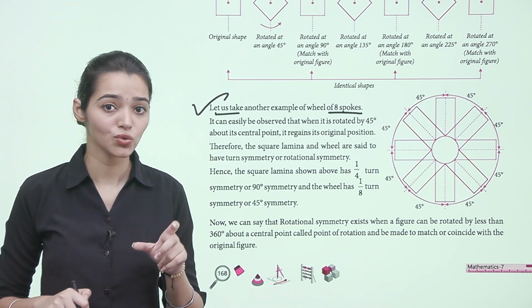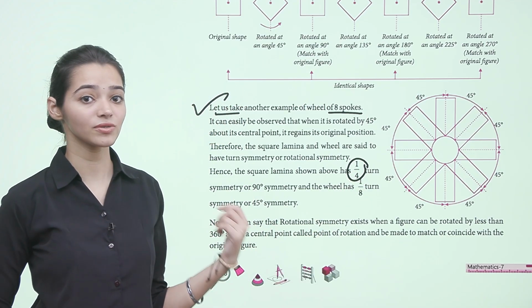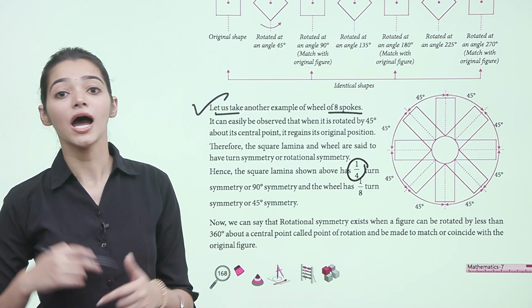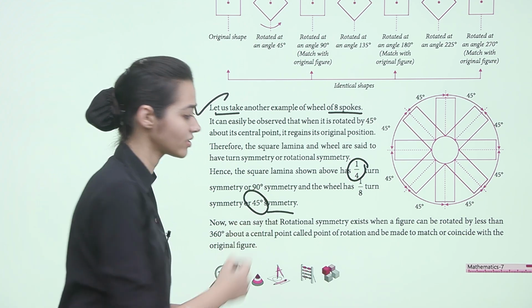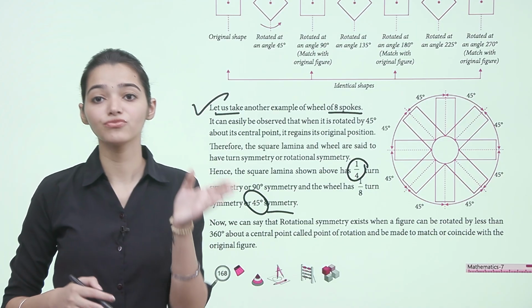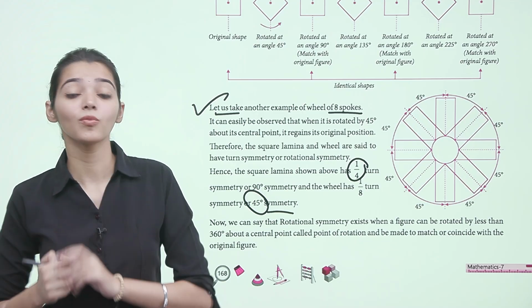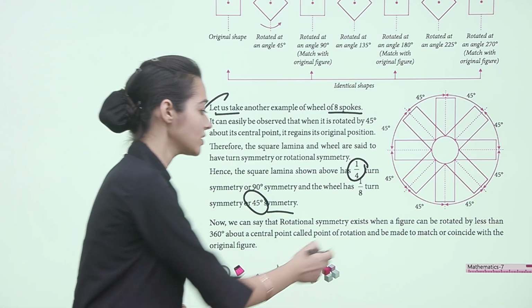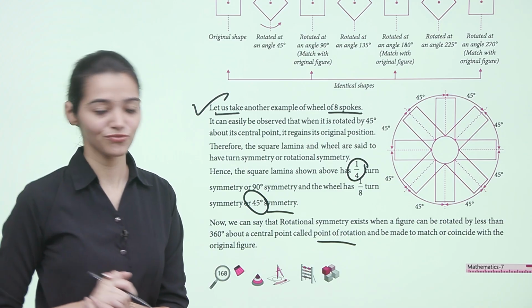Hence, the square lamina shown above has 1/4 turn symmetry and a 90 degree symmetry, and if the wheel has 1/8 turn, that means it has 45 degree symmetry. Now we can see that rotational symmetry exists when a figure is rotated by less than 360 degrees about a central point called the point of rotation, and it is made to match or coincide with the original figure.